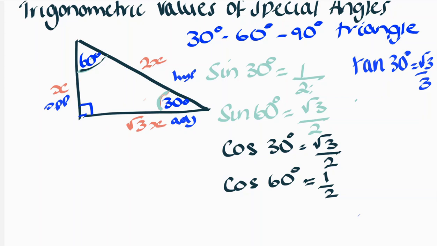And then if we do the same for tan of 60, this time we will have opposite and adjacent. So we're going to have root 3 over 1, which is just root 3.